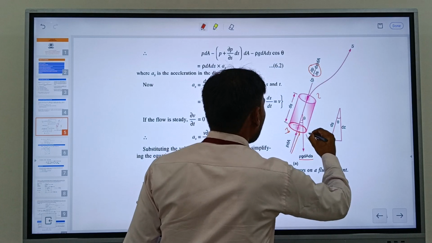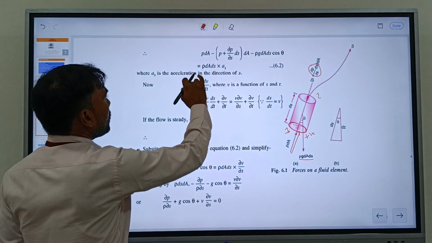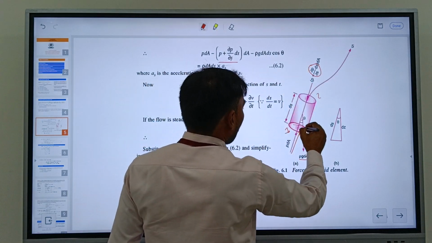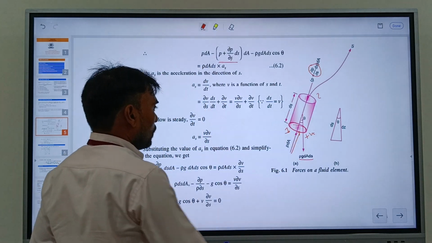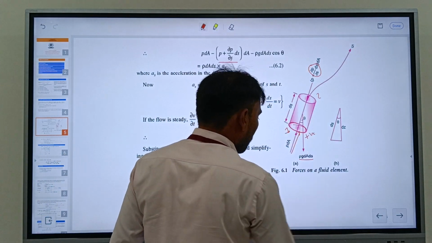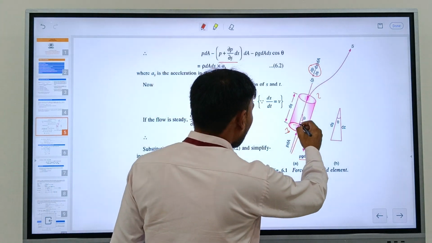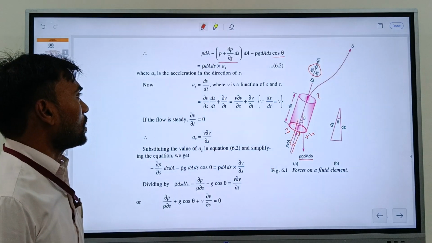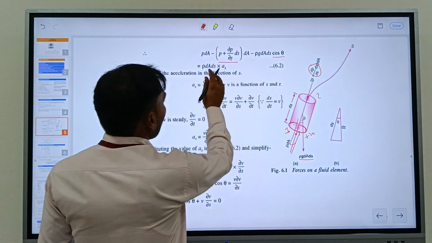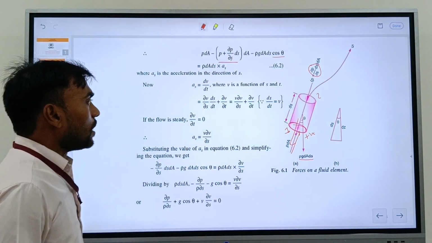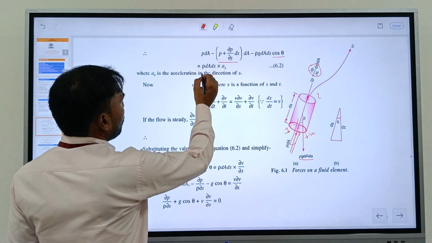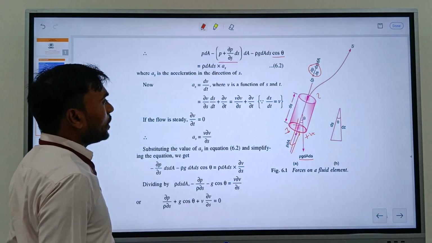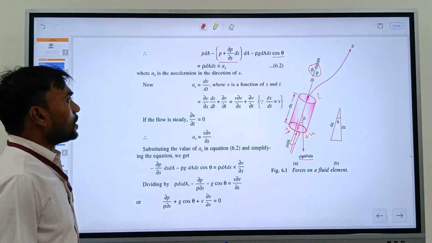Let us consider this positive direction. So P dA minus this value, minus the weight acting. The weight acts vertically downward and its component will be in this direction. So this value will be rho g dA ds cos theta, and this will be equal to the force, that is mass times acceleration in the particular direction, that is rho dA ds times the acceleration in the s direction.